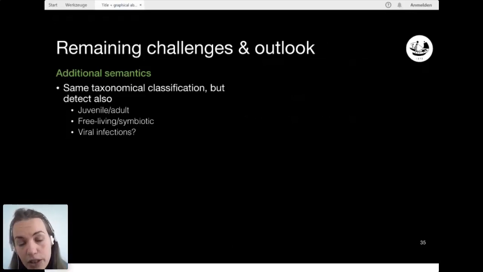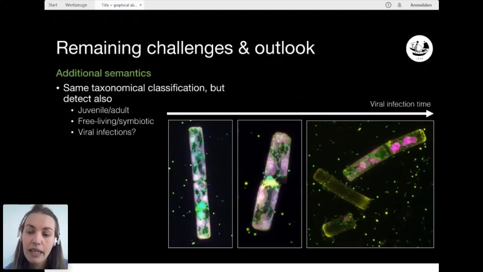Also, viral infections change the morphology of cells and play an important role in marine ecology. To show you one example, here we have a viral infection over time. It's always the same species. It would always be classified as the same category, but it would be interesting, of course, to detect these kinds of infections automatically.